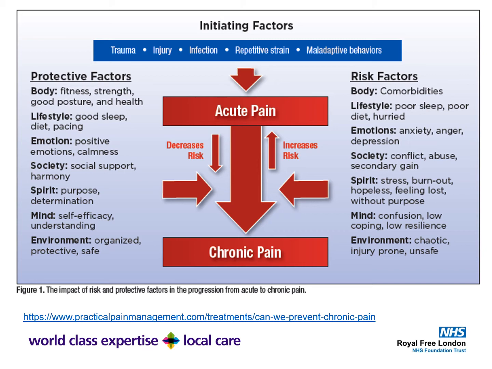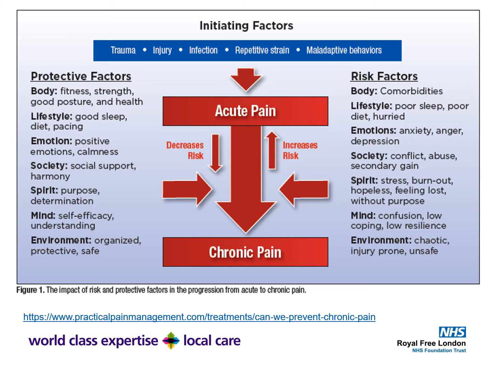Now, it's important that when we think about pain and how we're going to manage it, we think holistically. So one of the protective factors, so these are things that will work in the patient's favour and decrease the risk of transition from acute to chronic pain, will be overall fitness, good sleep, positive emotions, good social support, understanding and insight into their illness, protective environment, and so on.